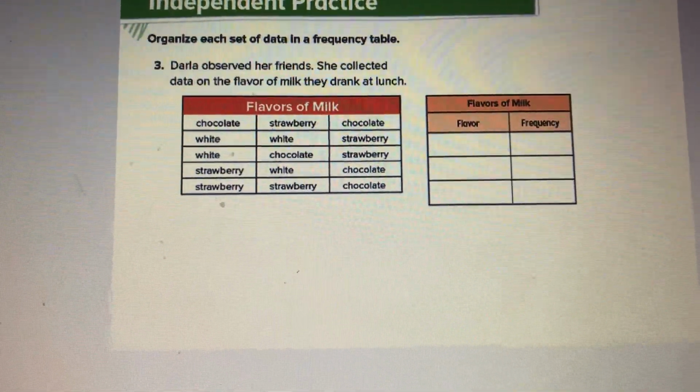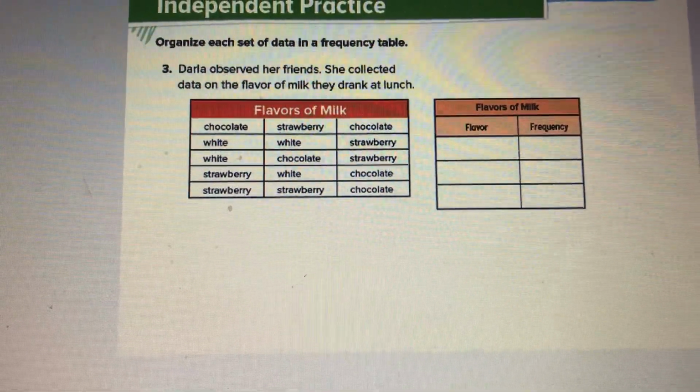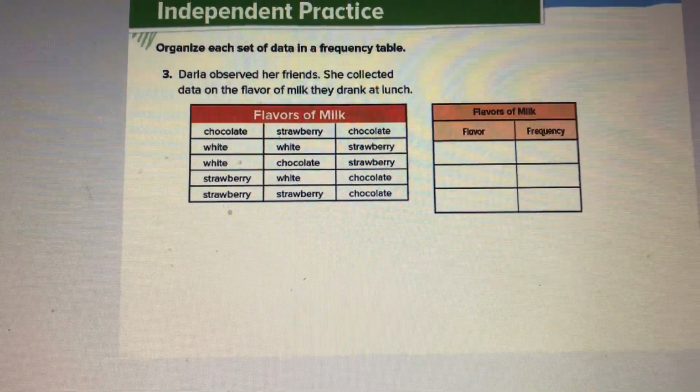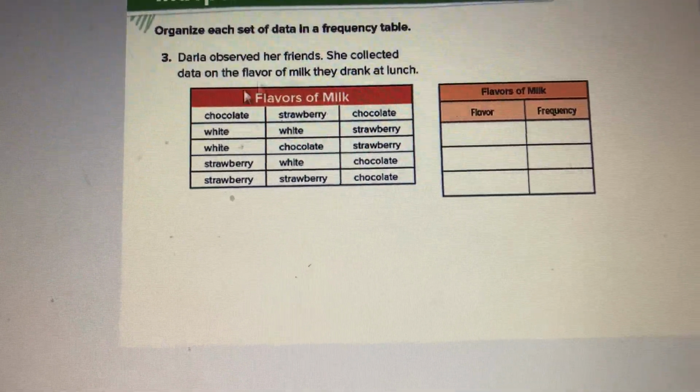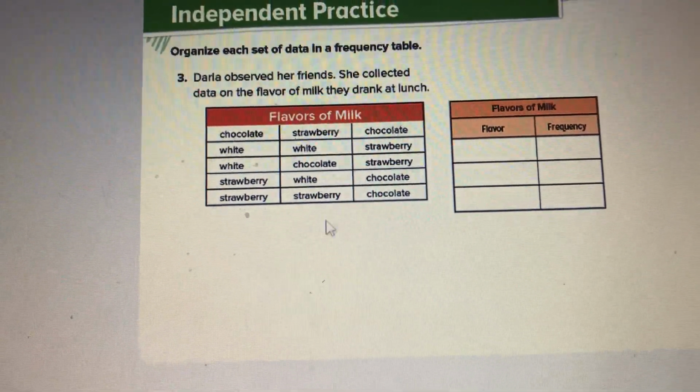Organize each set of data in a frequency table. Darla observed her friends. She collected data on the flavor of milk they drank at lunch. Okay, so when you look at all this, it's kind of a mess. We need to organize it. How many different flavors do you see in here?